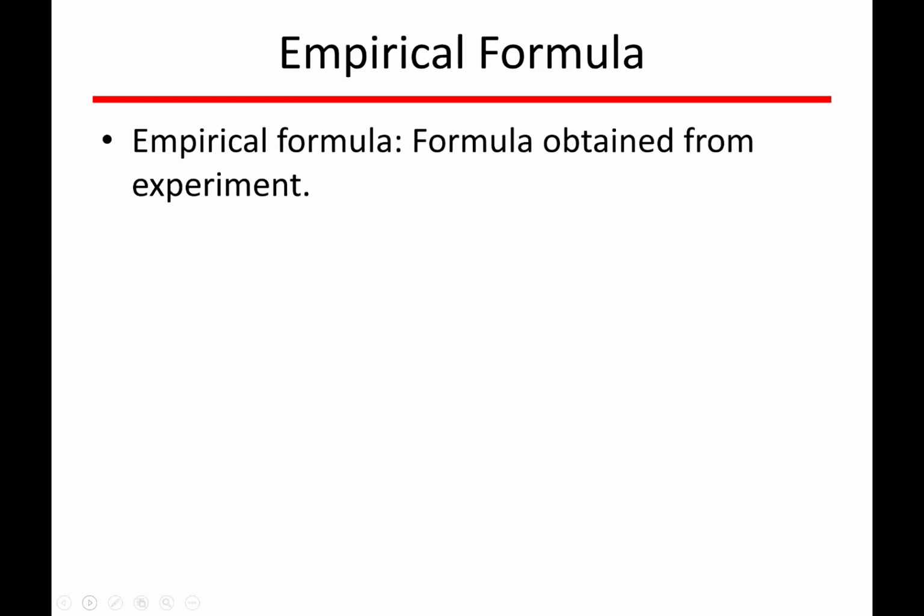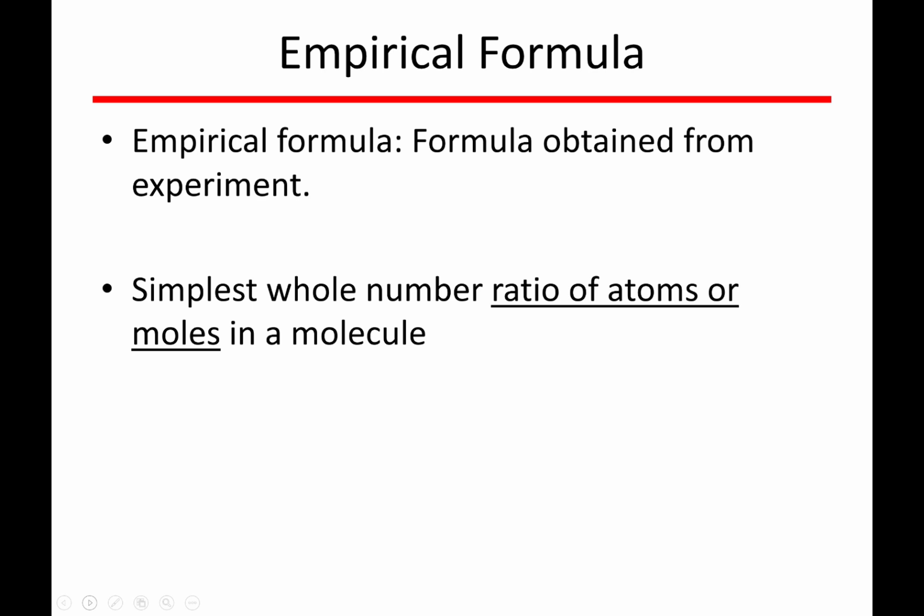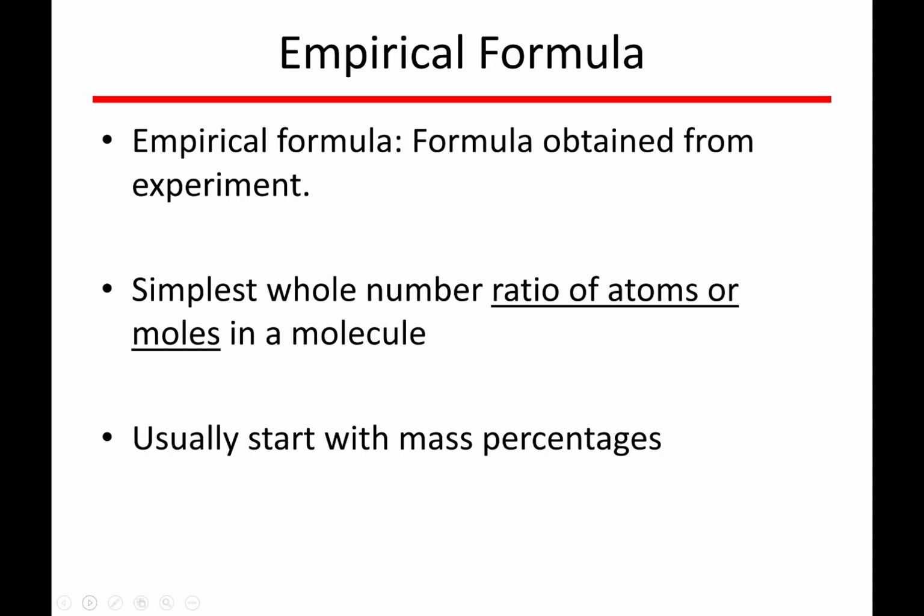Now let's introduce the concept of empirical formulas. Empirical formulas are formulas for compounds that are obtained experimentally. That's what the word empirical means, that it comes from experiment. And an empirical formula tells you the simplest whole number ratio of atoms or moles that you have in a molecule. Generally speaking, you can find empirical formulas starting with mass percentages, and that's what we're going to do in this example. There are other ways you can find empirical formulas, and you'll see that in a later video.